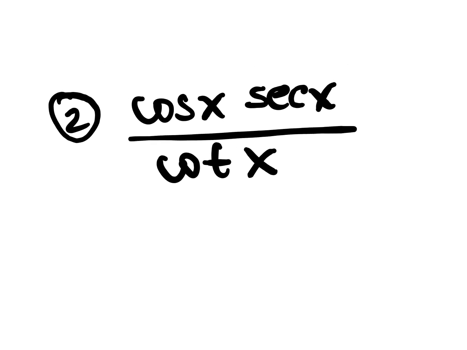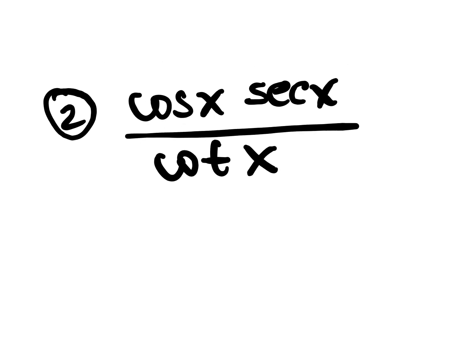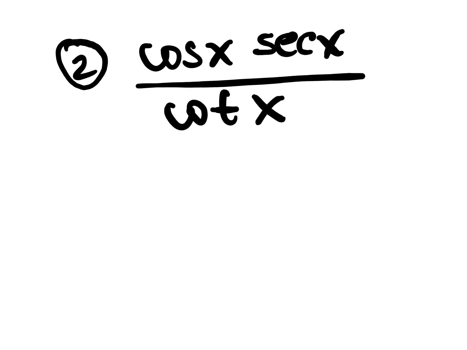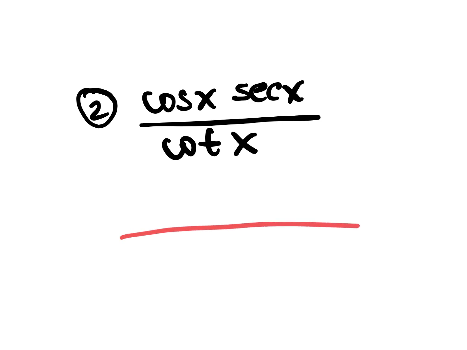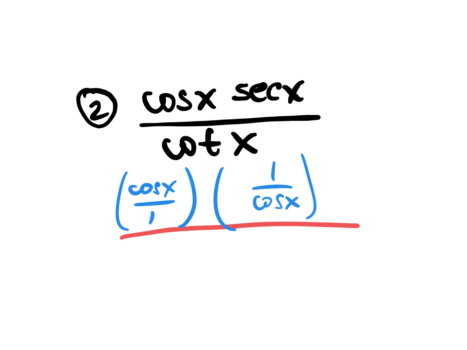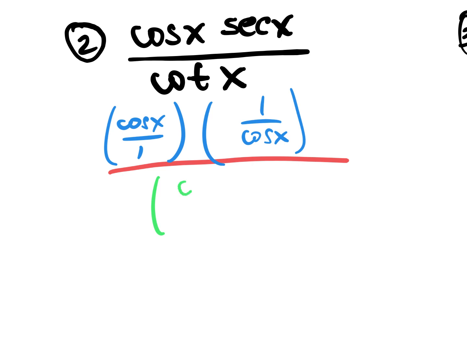Let's look at number 2. Why is this problem super simple? What is there a lack of? What is there not in here? There's no addition and subtraction. And there's nothing what? There's nothing squared. This is just all multiplication. So when you have all multiplication, let's just go right to sines and cosines. It's the easiest. So my numerator is going to be cosine x over 1. And then secant is the same as what? 1 over cosine. Okay, perfect. And then what can I do with cotangent? What's cotangent the same as? Cosine over sine. Perfect.